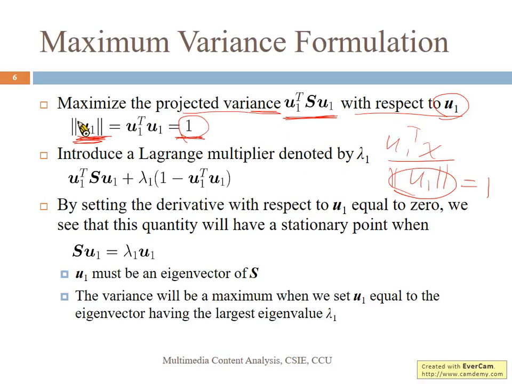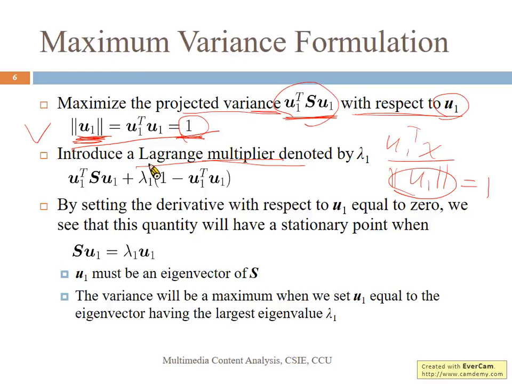Okay, so this is an optimization problem. We want to maximize this with this constraint. And we can use a Lagrange multiplier to solve this optimization problem. Lagrange multiplier is an efficient way for us to find the optimal solution. We will not go into the detail of Lagrange multiplier. If you are interested in optimization technology, you may take my other class, Introduction to Optimization, in another semester.